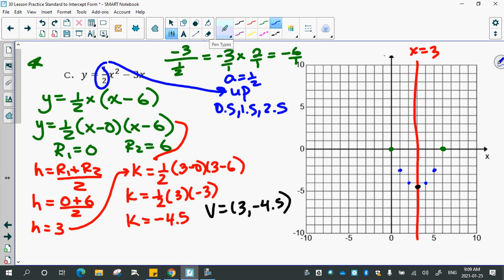And then over 1 up 1, 2.5, so we land right on the intercepts, which is encouraging. And then we still have room, so it'll be over 1 up 1, 2, 3.5. And then we still have room, so it'd be over 1 up 1, 2, 3, 4.5. And then we can draw in our parabola. And that's H and K. We can sub it into vertex form.